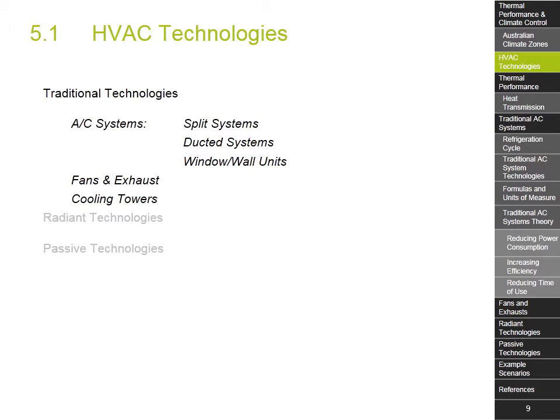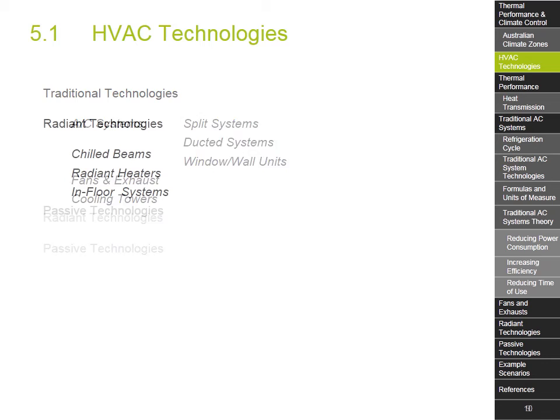They include the traditional air conditioning systems that incorporate the refrigeration cycle, including split systems, ducted systems, and window wall units, and fan and exhaust technologies, as well as cooling towers for large commercial applications. Radiant technologies involve chilled beams, radiant heaters, and in-floor systems where cooling or heating is achieved by the transfer of heat by radiation.